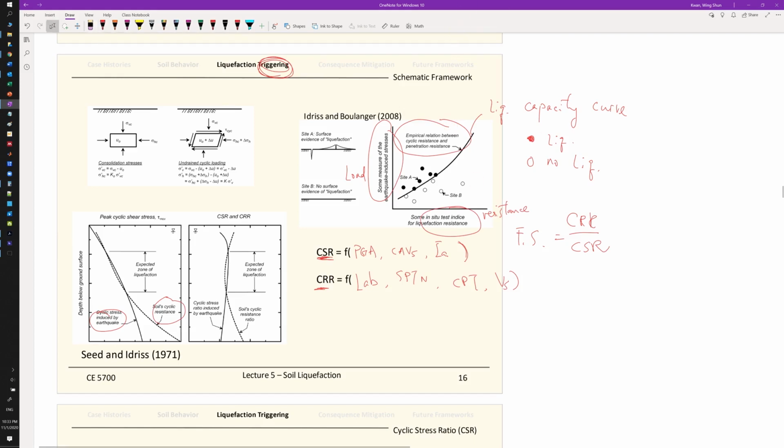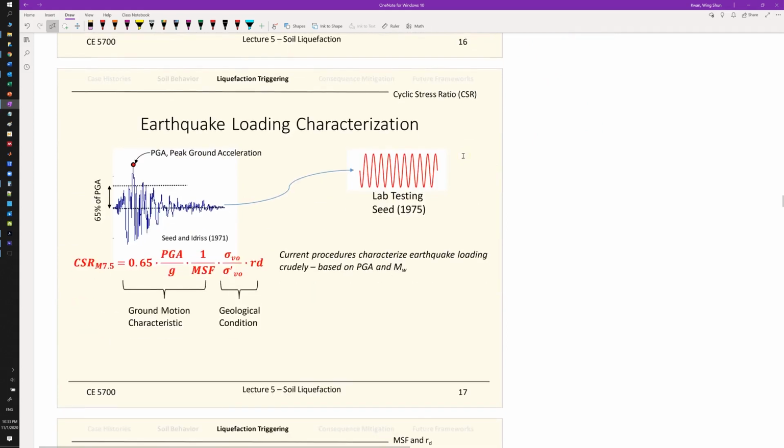So now the question is how to calculate the cyclic stress ratio. The most commonly used method is the Seed and Idriss simplified procedure, who started all this, and we are still using it. It is how to convert PGA into cyclic stress ratios.